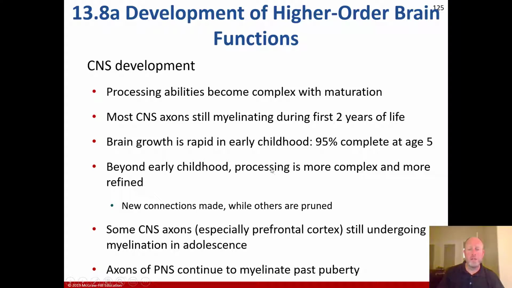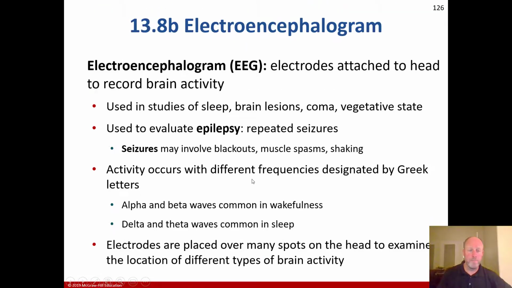Beyond early childhood, processing is more complex and more refined. New connections are made while others are pruned, right? Which makes logical sense. Some CNS axons, especially in the prefrontal cortex, are still undergoing myelination in adolescence. And the reality is myelination occurs throughout life. These are the primary times for myelination, of course. The earlier, the better. The more, the better. Axons of the PNS continue to myelinate past puberty.